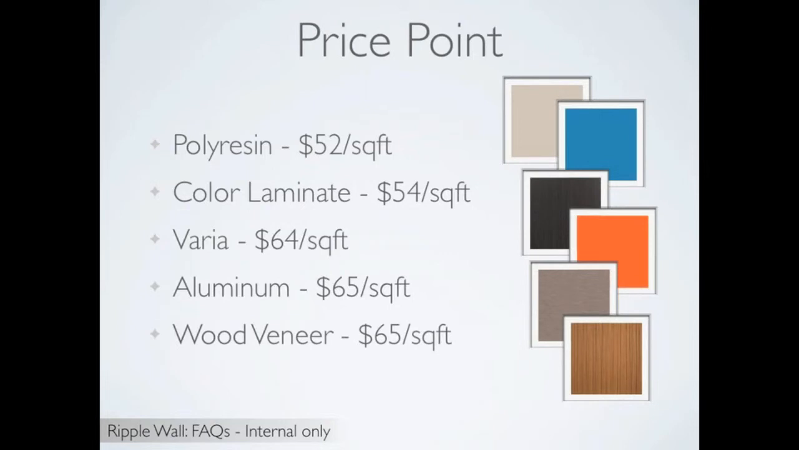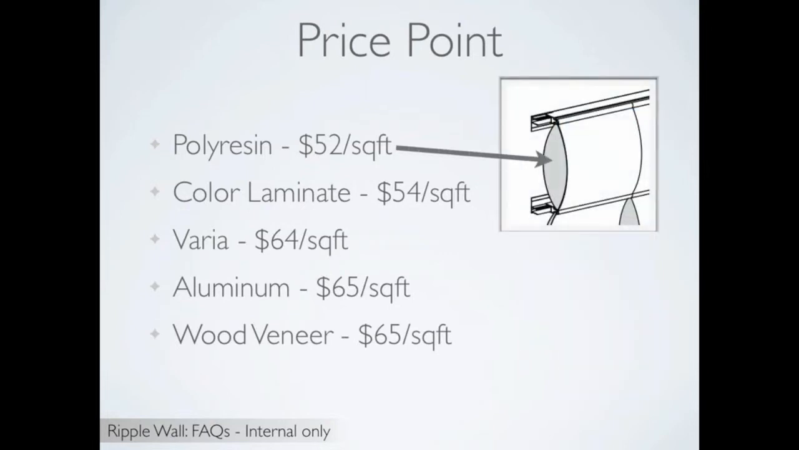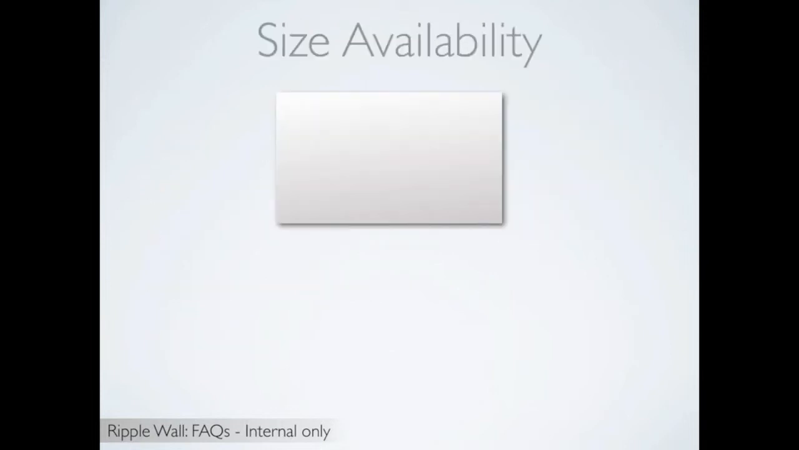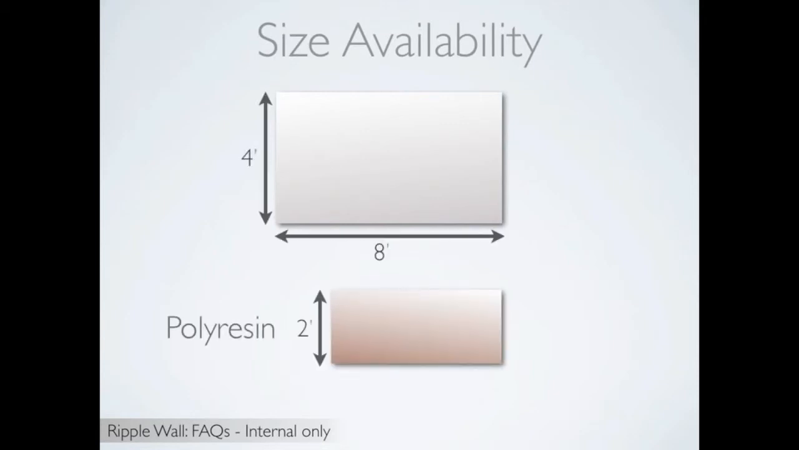Note that these prices assume that the shadow tile, or the back tile, is polyresin. For size availability, all of the materials except for polyresin are available in a 4x8 sheet, and polyresin is available in a 2x4 sheet.